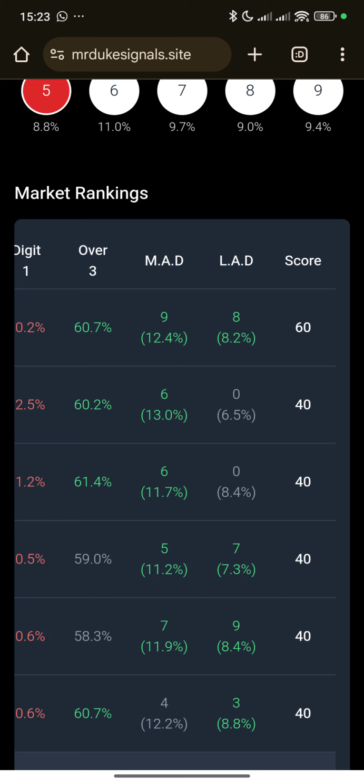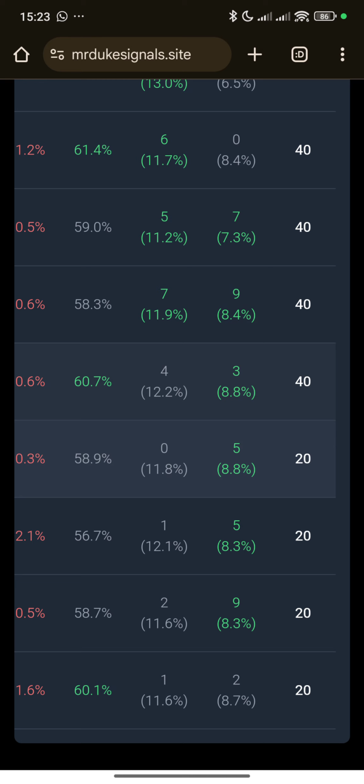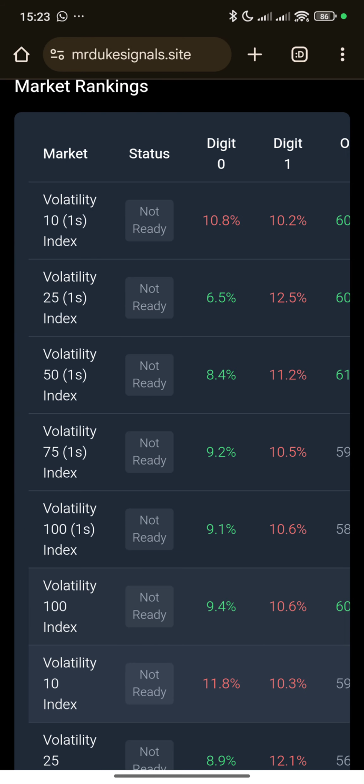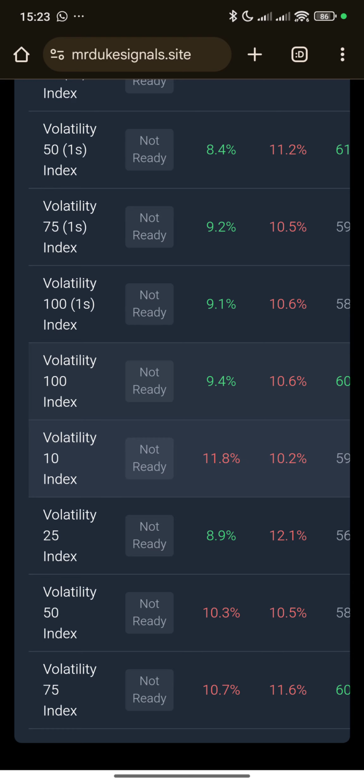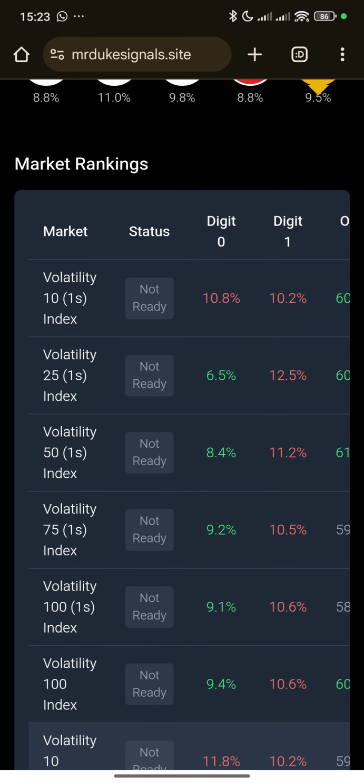The same case applies to the LAD, the least appearing digit. It's supposed to be above digit 3. You can note that when it's at digit 0, the color is different from when it's at digit 8, digit 7, digit 9, digit 3. It's supposed to be from digit 3 and above. Those are the conditions that the tool uses to analyze and score the markets, and it's arranged from the worst market to the best market.